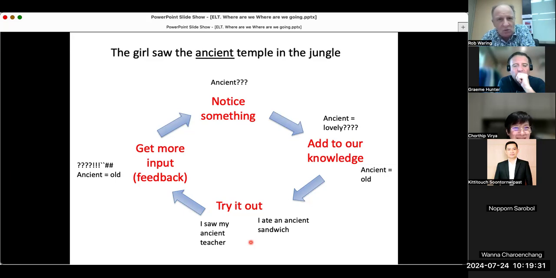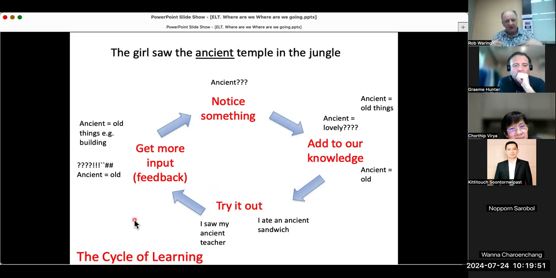Well, my teacher's old. He's in his 60s, right? You said that I can say ancient means old. Yeah, but actually we use ancient with things. We don't use ancient with people. And now the student notices again, ancient temple, old temple. And ancient is old things. So this is a very brief cycle of learning which students need to go through.